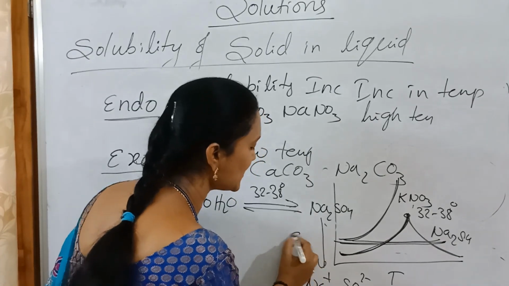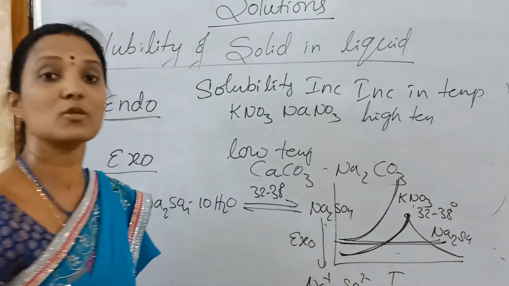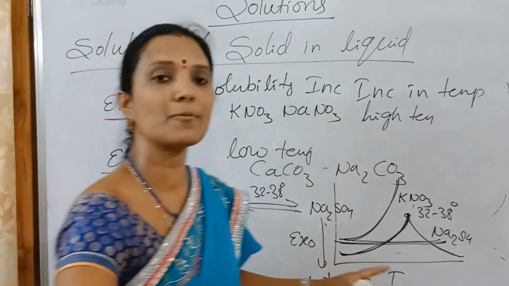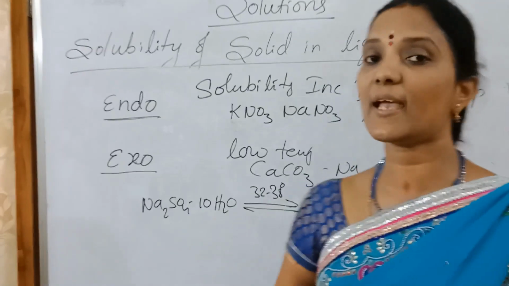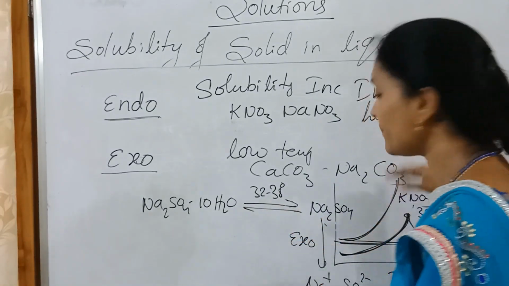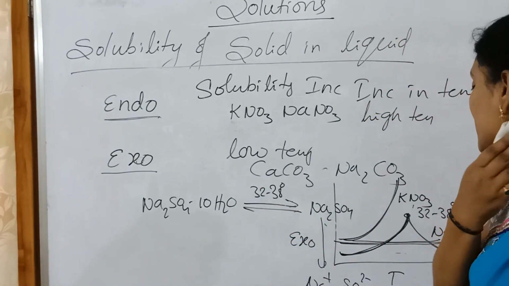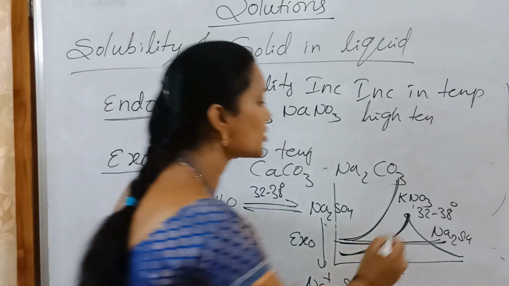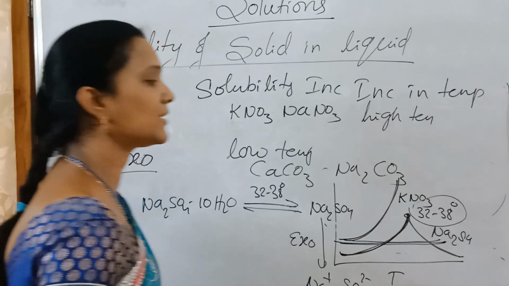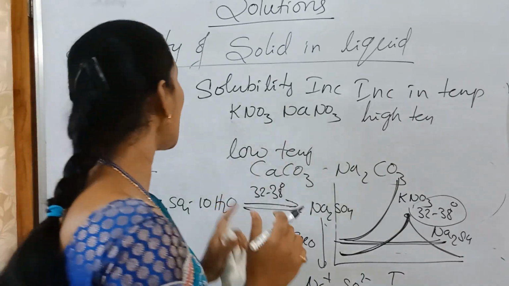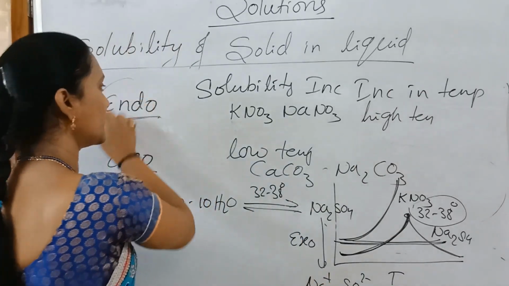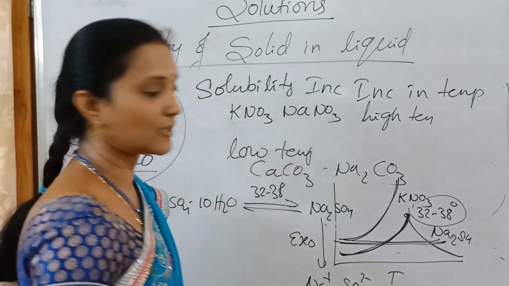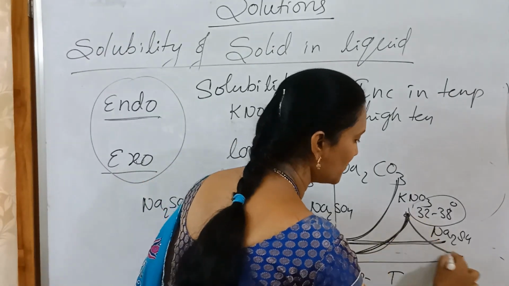Now this process is an exothermic process. So what happens? Initially the process is endothermic. That's why as the temperature increases, the solubility increases. And then it is exothermic. That's why again it decreases. So what is the transition temperature? 32.38 degrees. Okay. This is the effect of temperature, endothermic and exothermic. This graph is a very important one.